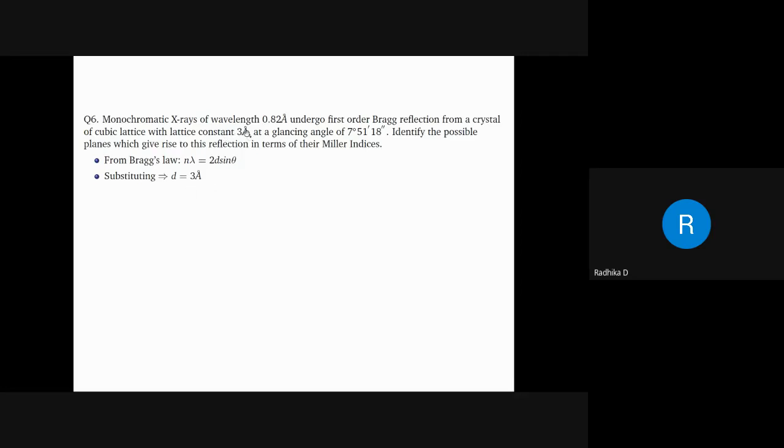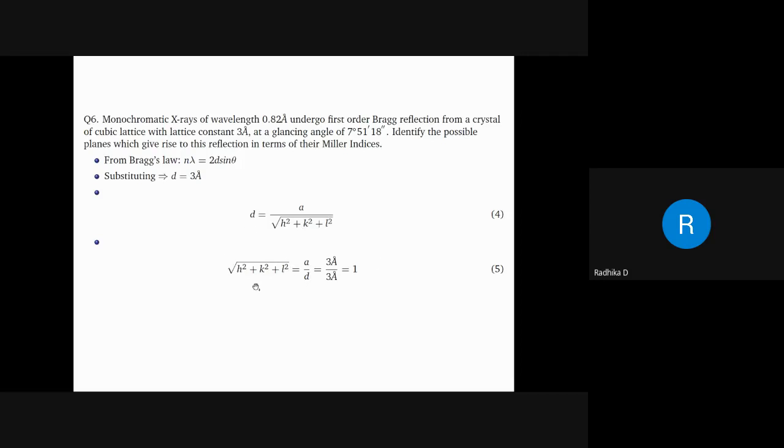So what do I have now? I have lattice constant 3 angstrom. That is A is equal to 3 angstrom, D is equal to 3 angstrom. That means it's a cubic system, and I can use this expression: D is equal to A by square root of h square plus k square plus l square. I have D 3 angstrom, A is also 3 angstrom. So what happens to square root of h square plus k square plus l square? That is A by D, 3 angstrom by 3 angstrom. That means 1. Square root of h square plus k square plus l square is 1.